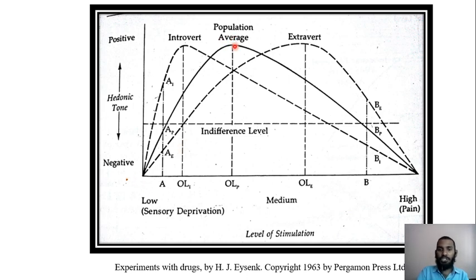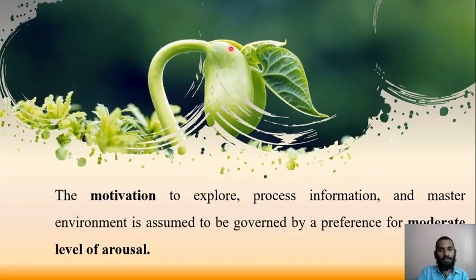Then please bring attention to this population average graph. In this graph, when our level of stimulation is at a median level or the optimal level, our emotion or affect will be positive. So this inverted U-shaped graph explains that when our level of stimulation or arousal is in an optimal state, we will experience positive emotion, and when the level of stimulation or arousal is in a low or high state, we will experience negative emotion.